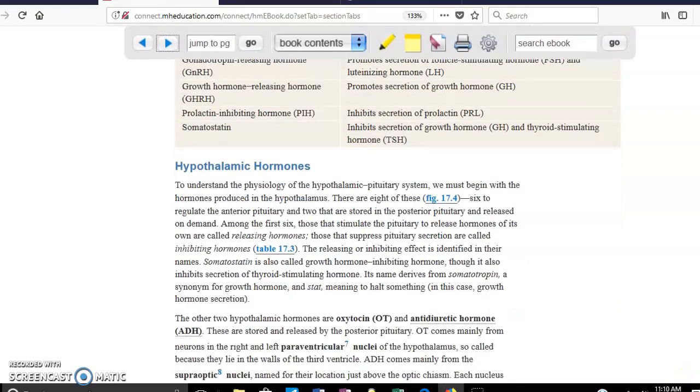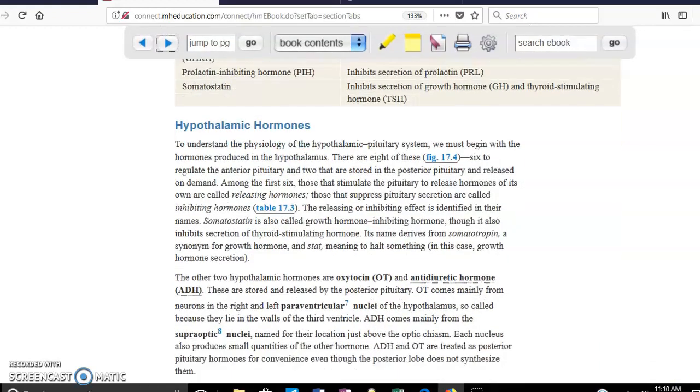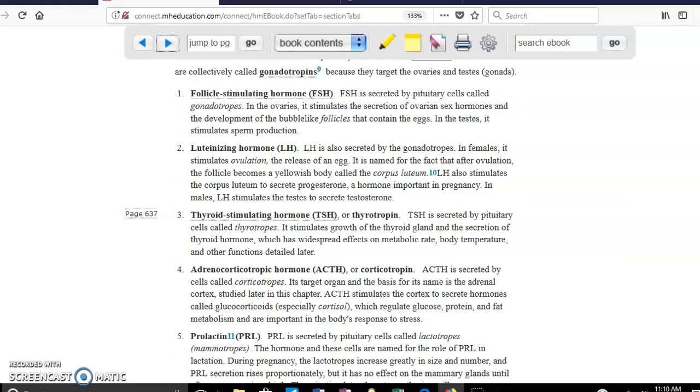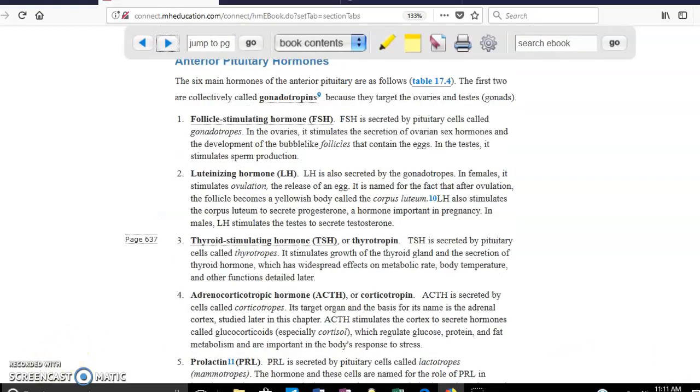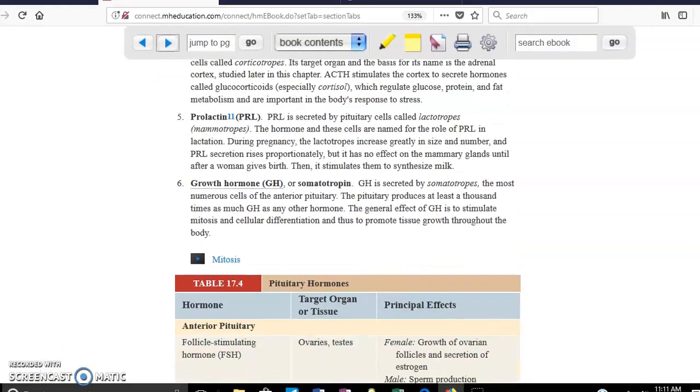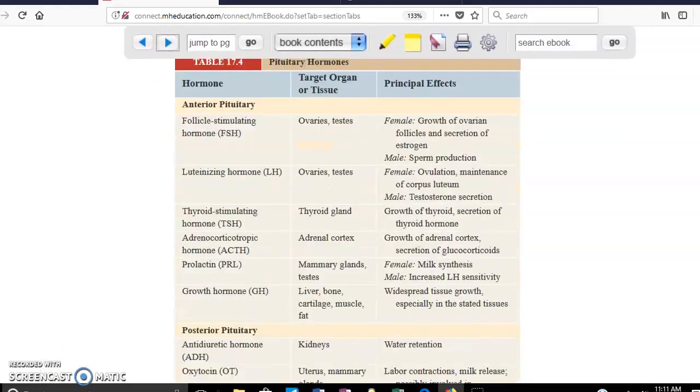So we already mentioned that they are going to be what? The antidiuretic and the oxytocin. I already talked about them. If we scroll down, anterior pituitary hormones. So what are the hormones that we have in the anterior pituitary? You can see here that you have FSH, LH, TSH, ACTH, prolactin, and growth hormone. And you have a nice table. Not only do you have the names of these hormones, but where they work and the functions that each one is going to have. So we keep scrolling down.